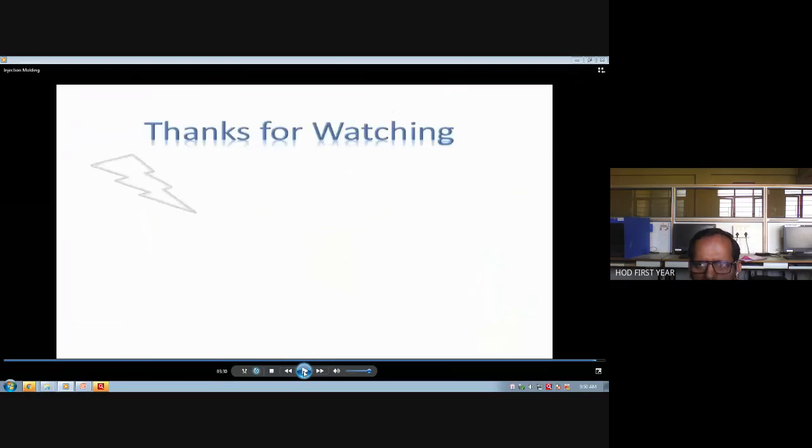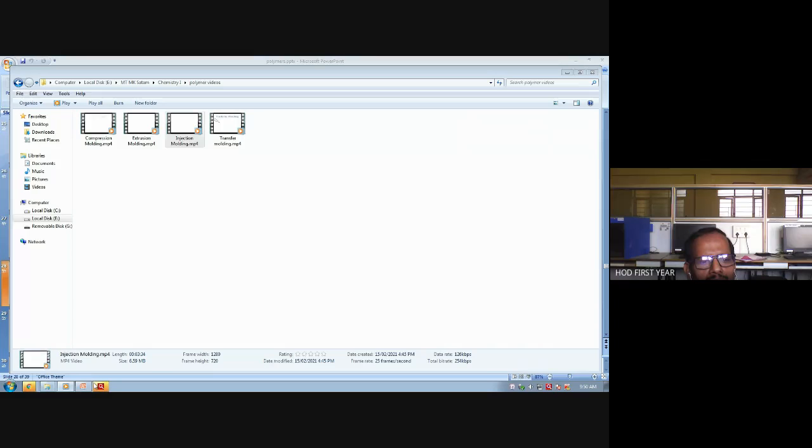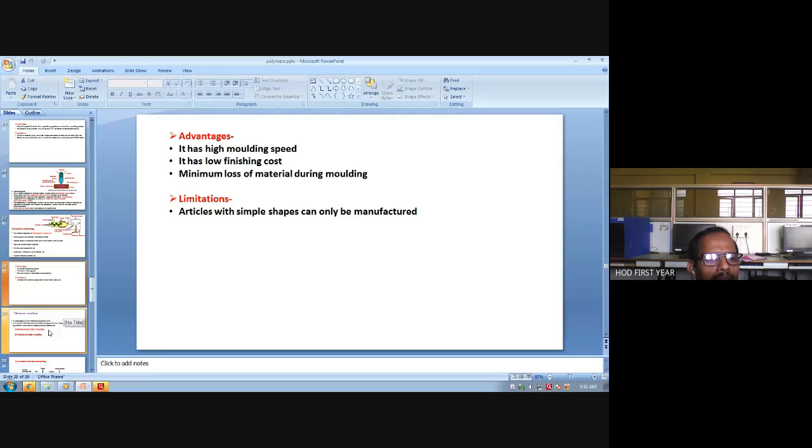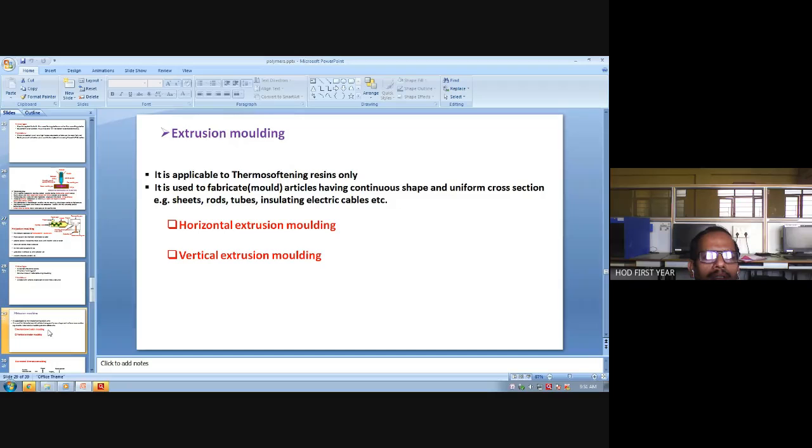Okay, so I hope you understood. So we will move to the last method, and that is extrusion molding. As I told you before, extrusion molding is used for thermosoftening plastic only. Thermosoftening means polyethylene, polyvinyl chloride, polypropylene, etc., which are reversible to heat. This is a special method. Special means it is especially used to fabricate articles having continuous shape and uniform cross section, like pipes, sheets, rods.